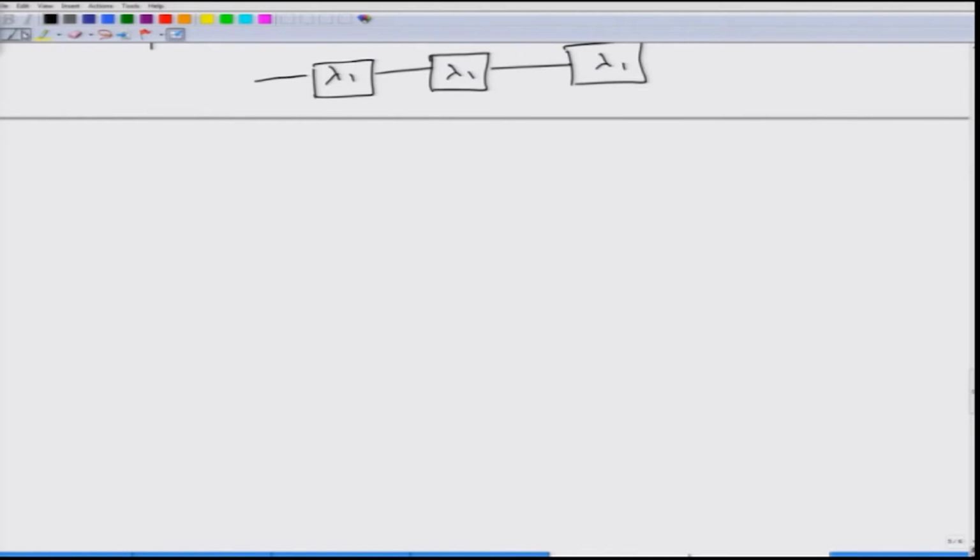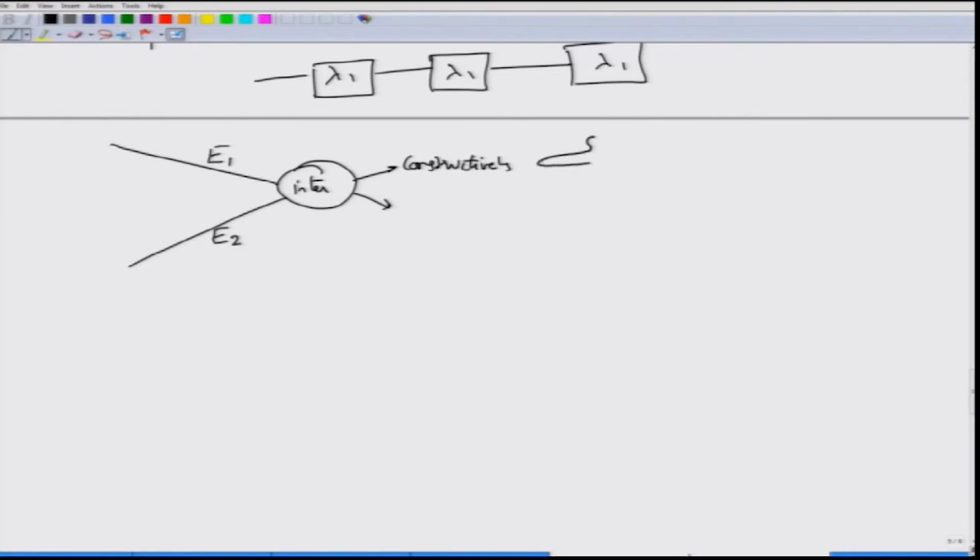The idea is that when two waves come in, let us call them waves E1 and E2, of typically the same frequency, they can interfere, constructively or destructively. If they interfere constructively, intensity will be maximum here. If they interfere destructively, then the intensity will be minimum here. So, this simple phenomenon of constructive and destructive interference is the basis of many wavelength filters.